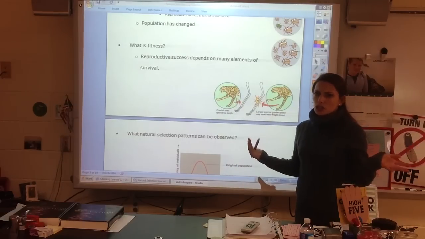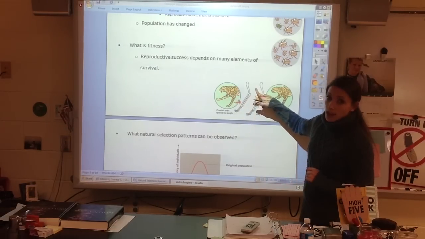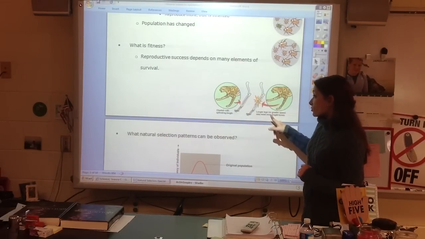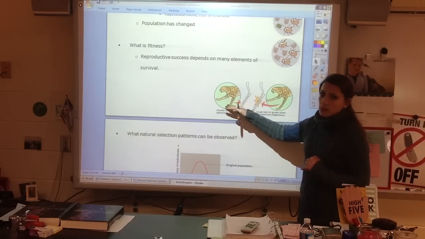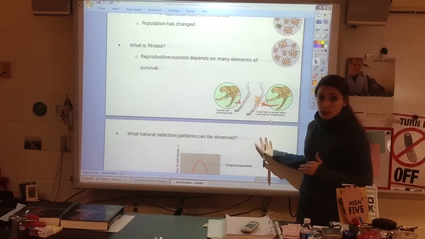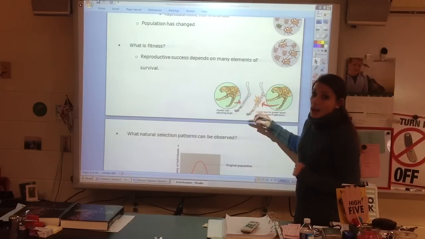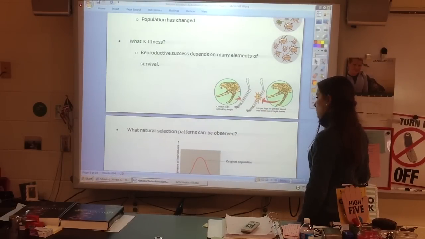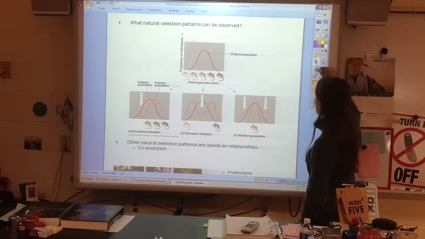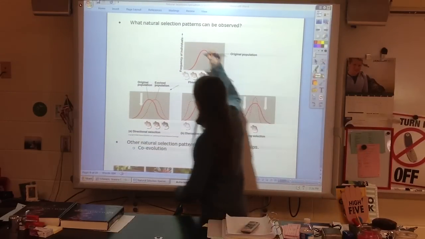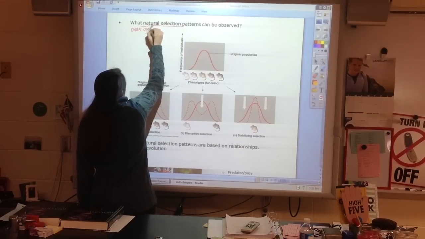So why don't we see cheetahs with long legs like a giraffe? Well, it turns out the longer the leg, the more fragile the bones actually are. And so there is a point where natural selection has stopped on that particular trait. And so we start to see certain patterns in natural selection. That's where we're going next: what natural selection patterns can be observed. Keep in mind that this is going to be happening over generations.